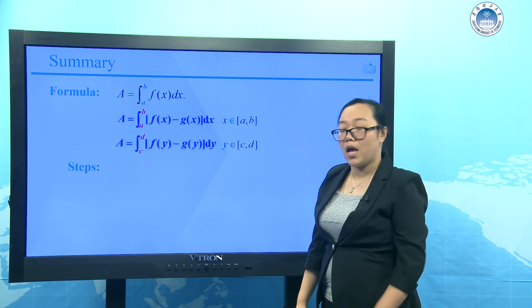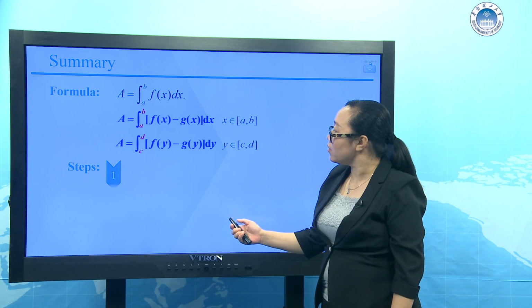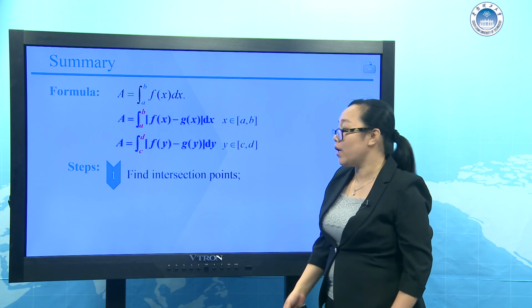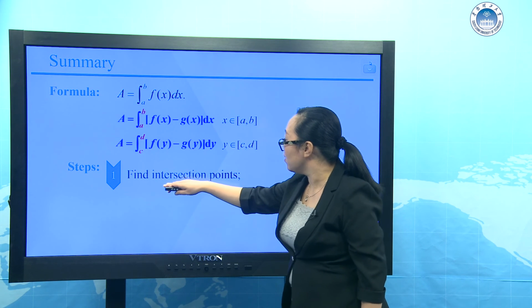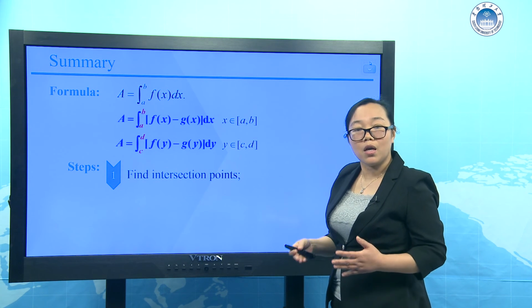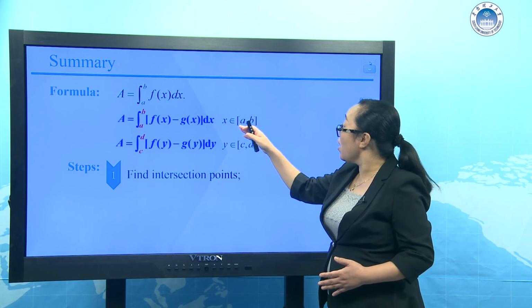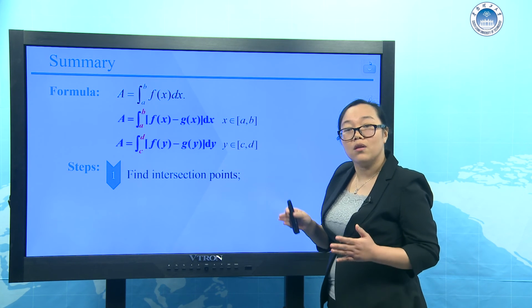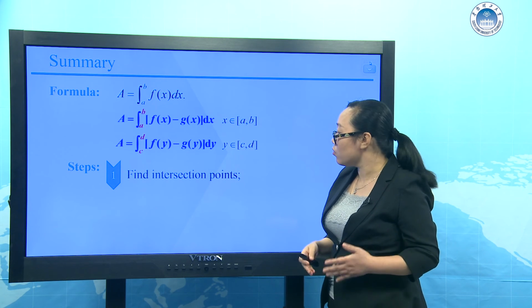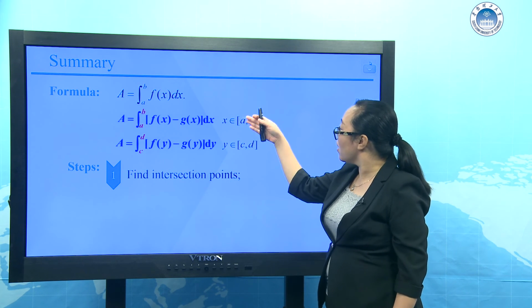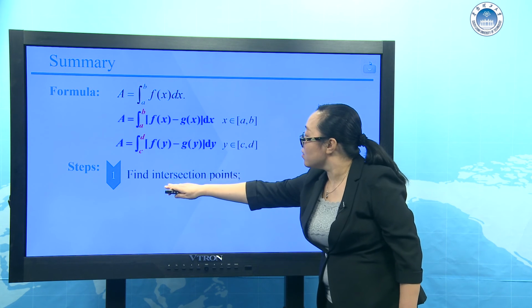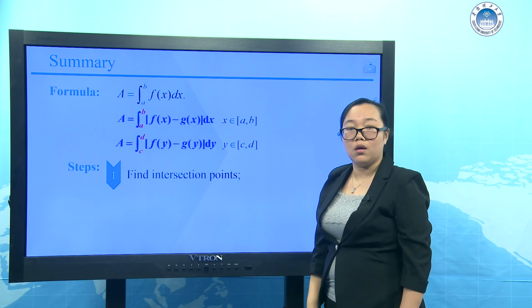There are 3 steps. The concrete steps: Step 1, how to do it? Try to find the intersection points. Sometimes the corresponding A, B or C, D are not given directly. You should try to get the corresponding A, B, C, D from the intersection points.